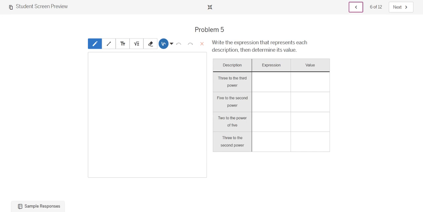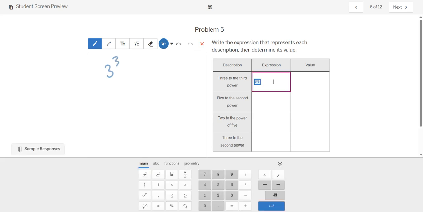3 to the third power. That's how we would say it. 3 to the third is just, I hit 3, the exponent button, 3. The value of that, 3 times 3 is 9, times 3 is 27. 5 to the second power, 5, exponent, 2. 5 times 5 is 25.